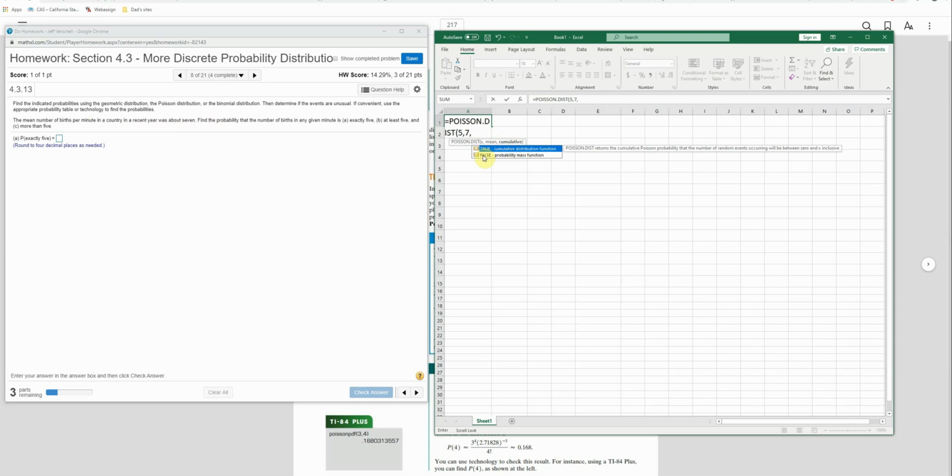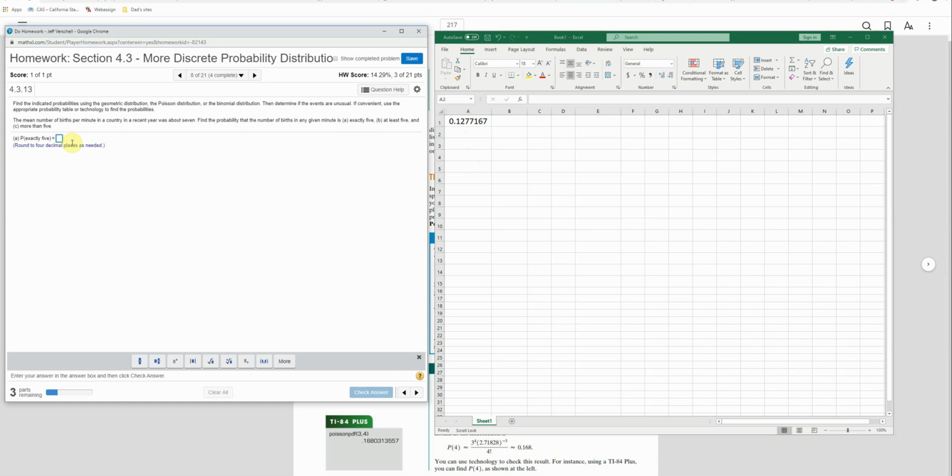Or do I want to know through 5? Or do I want to know exactly 5? And since I want to know exactly 5, I don't use cumulative. I just use the probability one. And I hit enter. Gives me my value right away. A lot faster than using this formula and typing on the calculator, if you'll agree. I got 0.1277, which rounds off to 4 places, it says.